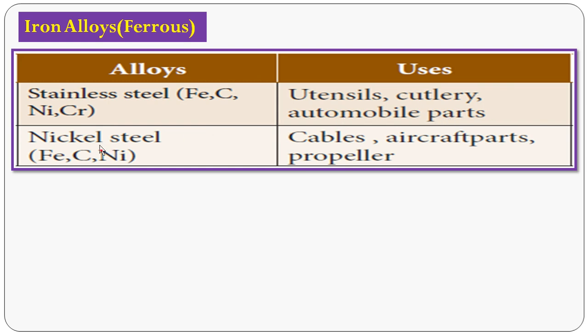The next one, nickel steel. Nickel steel means iron, carbon and also nickel. It is used in cables, aircraft parts and also propellers. Propeller means it is used in ships. You can see there is a wing-like structure.